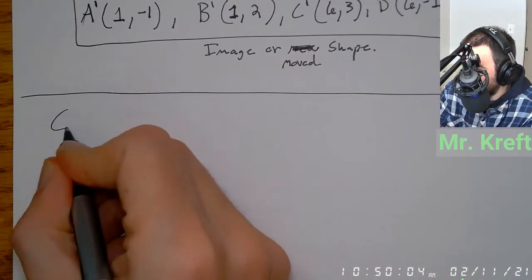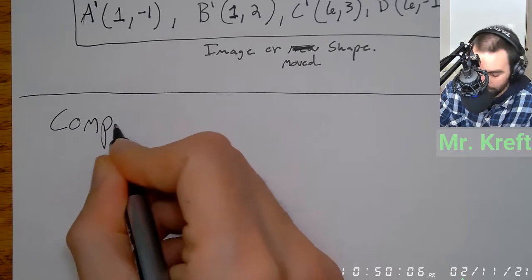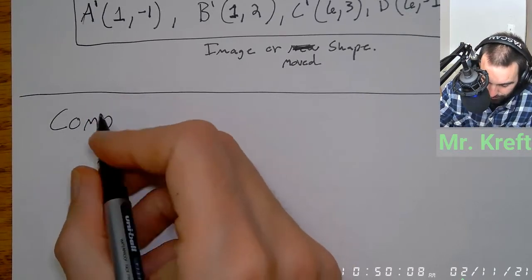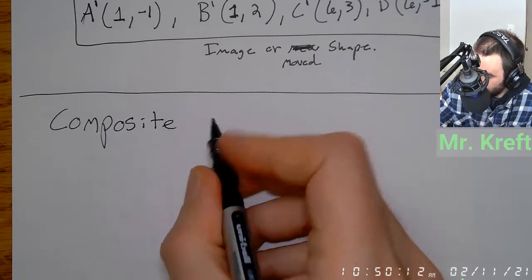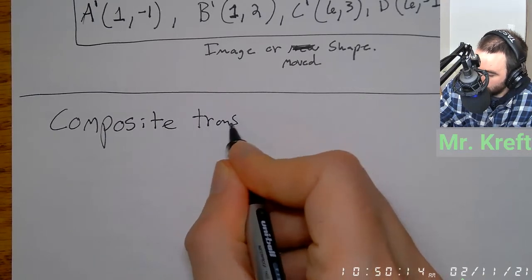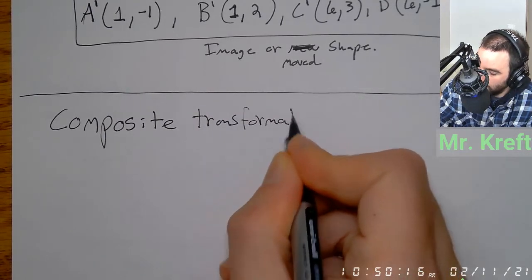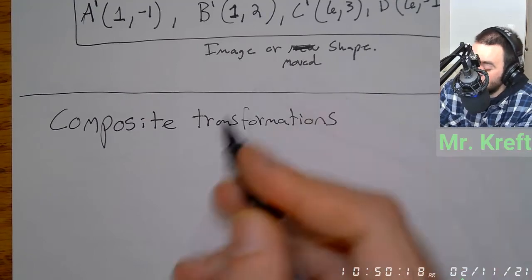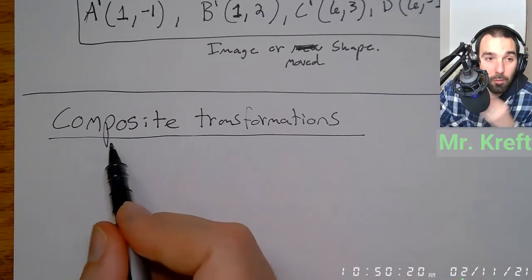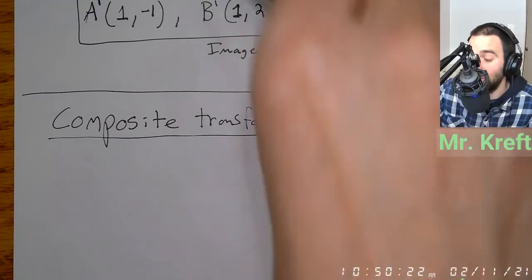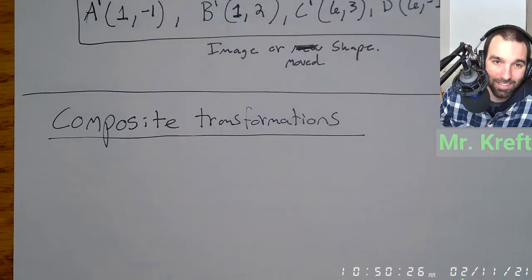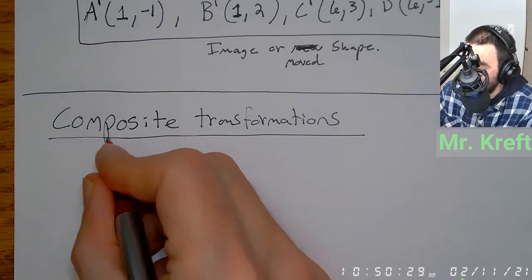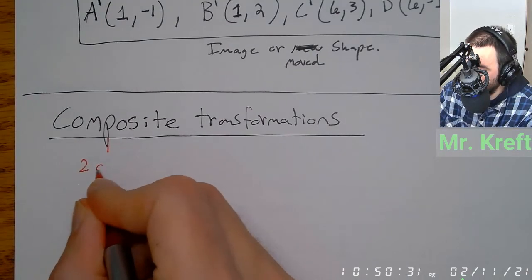All right, next thing we're going to talk about is composite transformations. Now, some of you might have seen this word composite before, like a composite metal or a composite plastic. Composite means two or more.